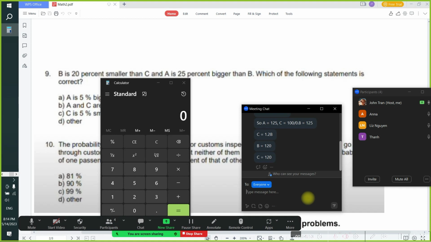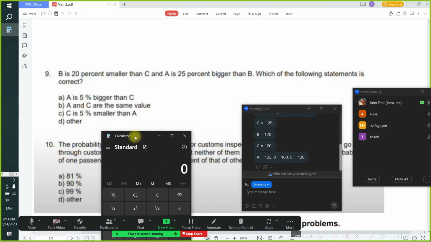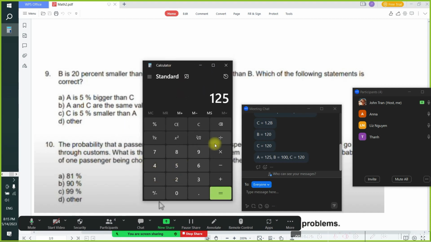Lộn quá. So, if we have A equal to 125, B is 100 and C is 120, like this. Let's see. A and C are not of the same value, so you cannot choose B, right? Mình không chọn B được tại vì hai này đâu cùng giá trị đâu. But is A 5% bigger than C? Liệu A có lớn hơn C 5% không? No. So take A 125 divided by C is 120. So you get 1.04 something.